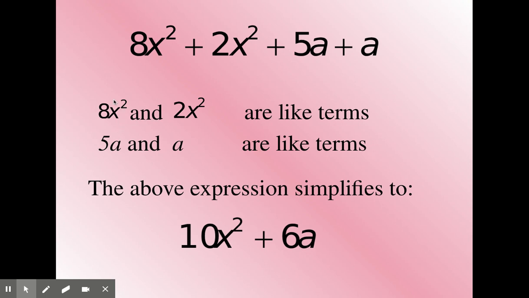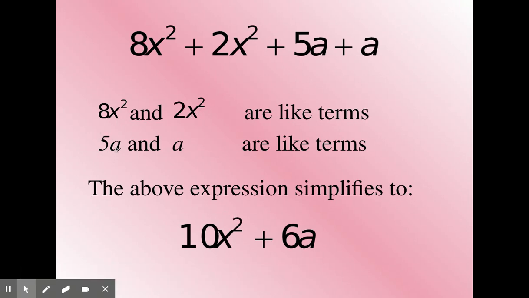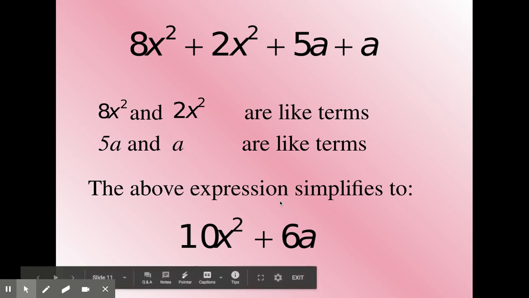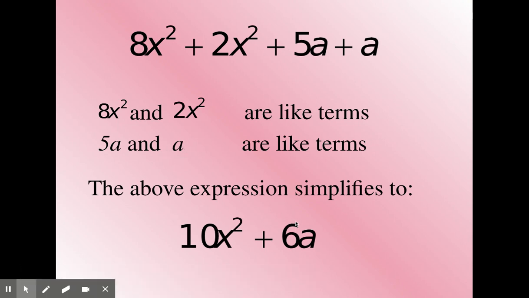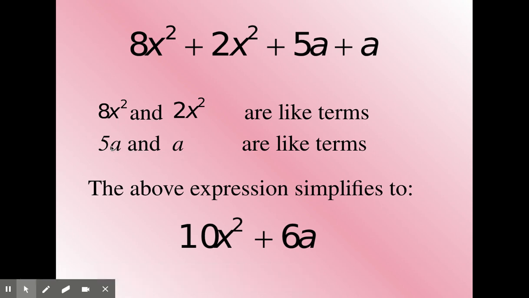Okay, the 8x squared and the 2x squared, so I have 8x's squared, I have 2x's squared. Combine those, you get 10x squared, and then you have your 5a's, and you add an additional a, that would give you 6a. I know some kids like to think, oh, if I put the a's together, I would get a squared. A squared means a times a. This is just saying I have 5a's, I'm just going to add an additional a to it.